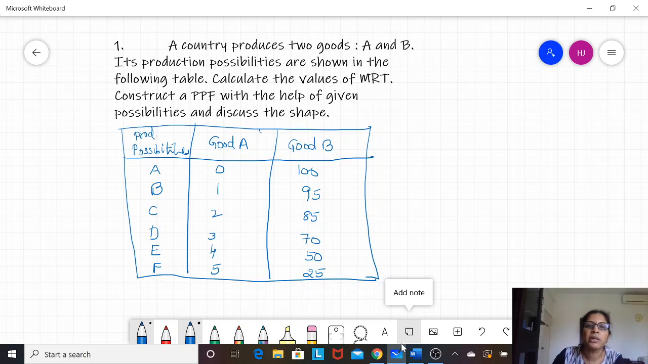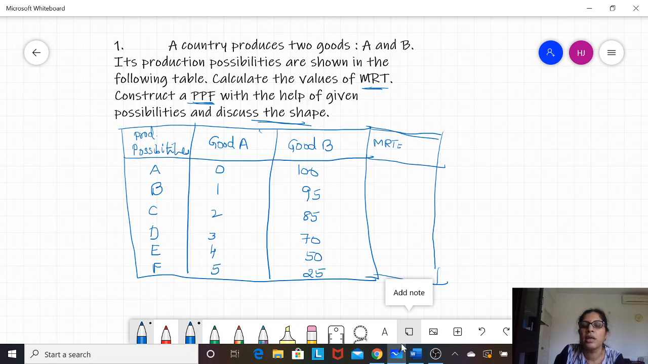There are three aspects to this numerical. First, you have to calculate the values of MRT. Then you have to construct a PPF, and then you have to discuss the shape of the production possibility curve. Okay. Now this is the numerical given. Now to calculate MRT, you just make one more column. You have to excuse me for my bad writing skill. So we will calculate MRT.